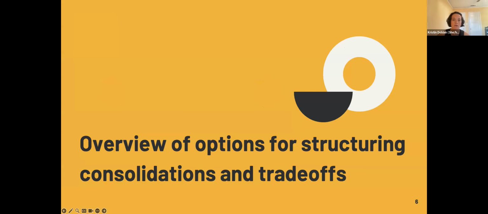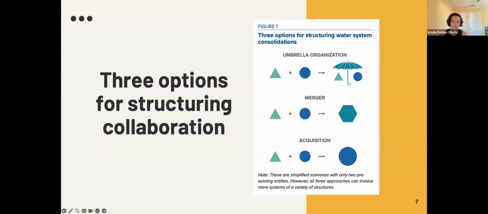Okay, so I'm going to start by doing an overview of the options for structuring consolidations and talking a little bit about the trade-offs involved in these structures. Generally in our guide, we talk about there being 3 options for structuring collaboration in water system consolidations. And it's important to note that this is really a spectrum of collaborative arrangements, and it's totally possible to create consolidations that exist at various points along this spectrum, but these are useful archetypes that we found helpful for talking about these alternatives.